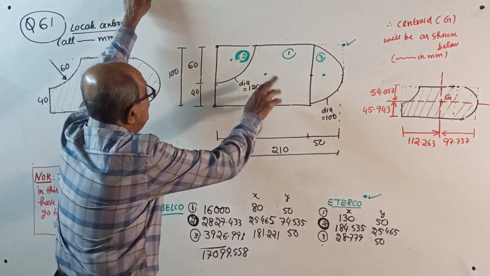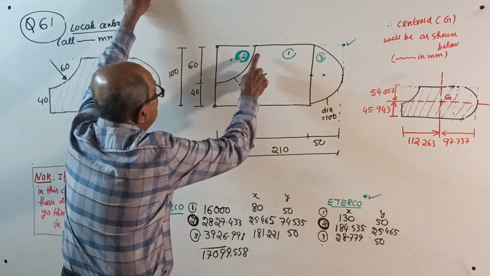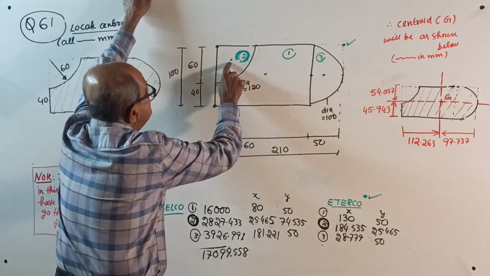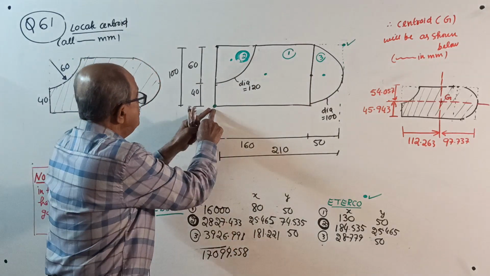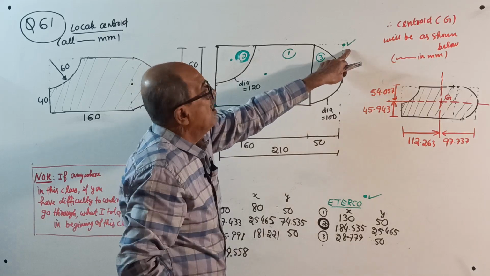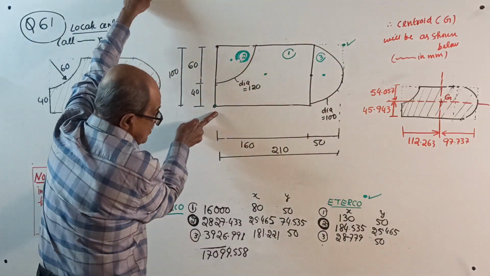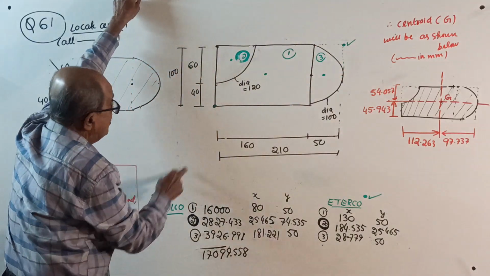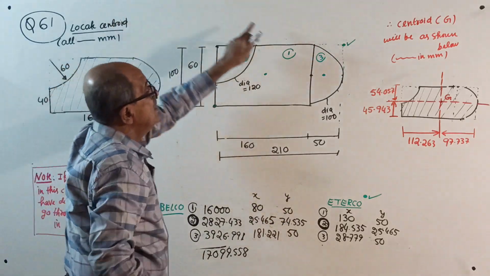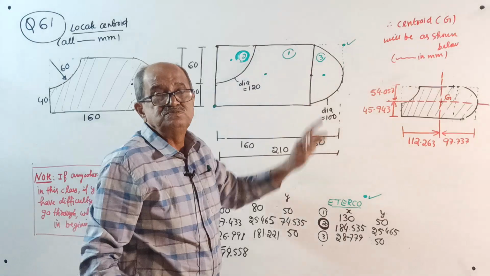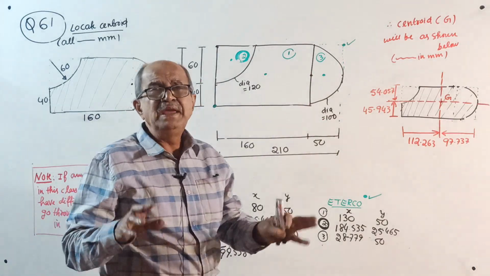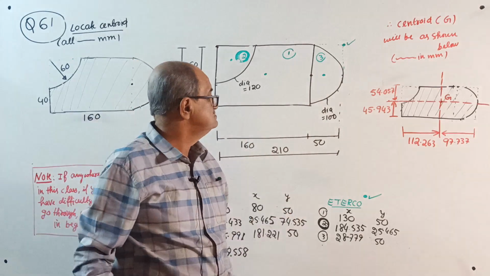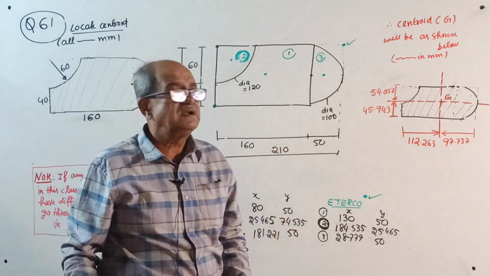Okay. Over. See, G1 for figure number 1, figure 2, figure 3, G1, G2, G3. These all I am not writing. Right. This is your Abelco. This is Abelco, that is Eterco. Some will ask, Abelco, Eterco, what? My students will understand. That's all I want.